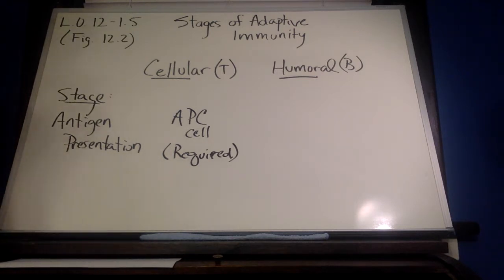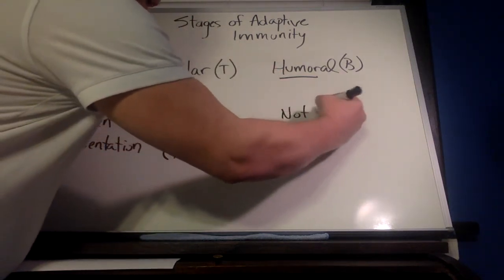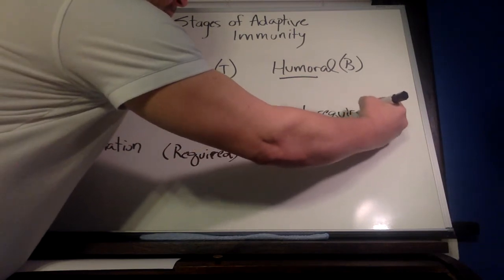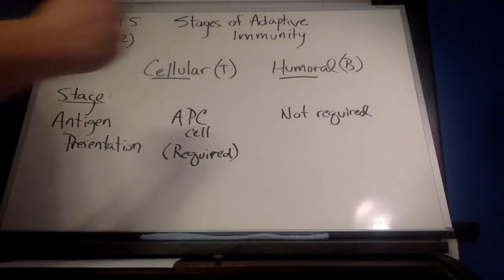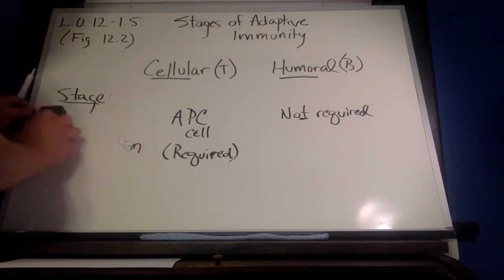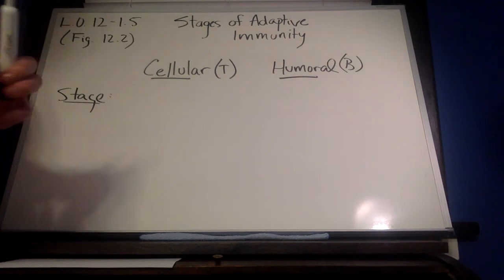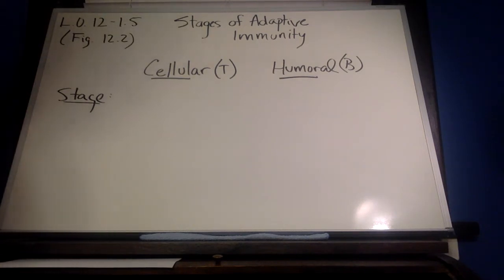B cells, on the other hand, they can sort of find antigens on their own. So as you can see in the picture, the T cell is associated with the APC cell. The B cells, they can interact with the APC cell, but they're not required to interact with them. They can find antigens on their own. All right, stage 1. We need to find foreign particles, because until we find foreign particles or antigens, there's no point in us being around.